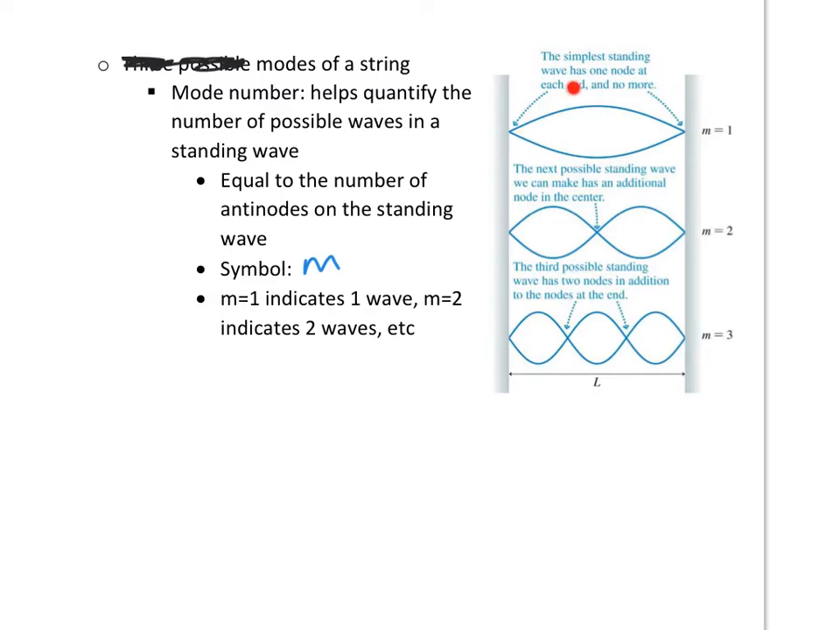So this is what M equals 1 looks like. So you have one wave, two waves. I'm sorry, half a wave, the other half a wave, so there's one full wave. Here you've got one wave, another wave, so there's two waves. Here you have 1.5 plus 1.5, so there's three possible waves. So again, mode number comes from the number of antinodes. So if you have one antinode, then there's one possible wave. Two antinodes is two possible waves. Three antinodes is three possible waves.